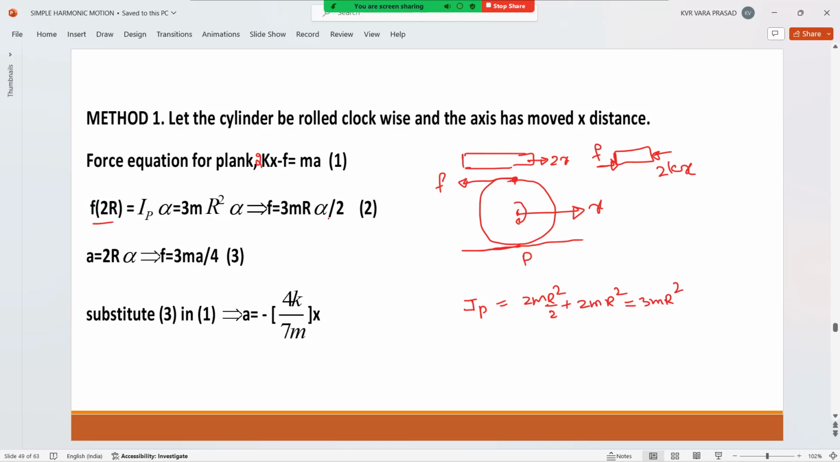Substitute this value, or do one thing: first take the relation between a and alpha. So a equals 2r into alpha, where a is the acceleration of the plank. The acceleration of the axis is r into alpha. Substitute this in equation 2 in place of alpha, that is a by 2r. So we get f equal to 3ma by 4. Now substitute this in equation 1. I am making the calculation here.